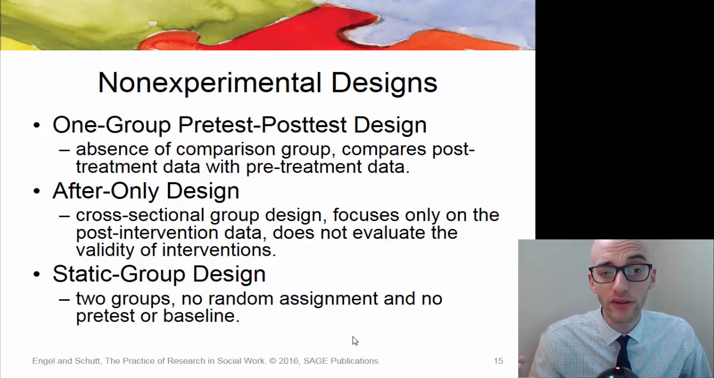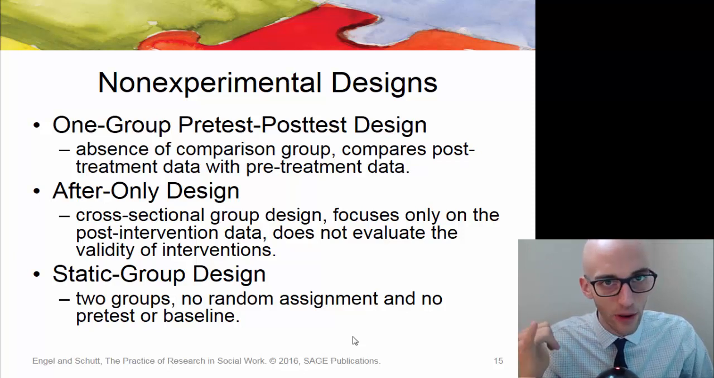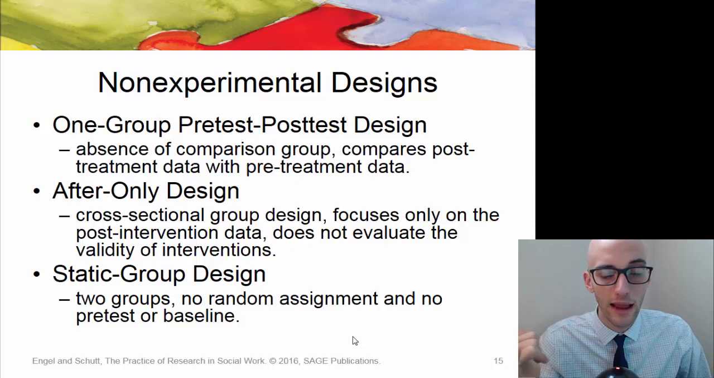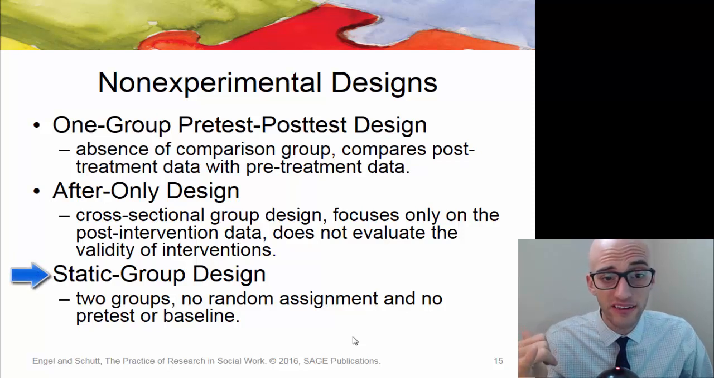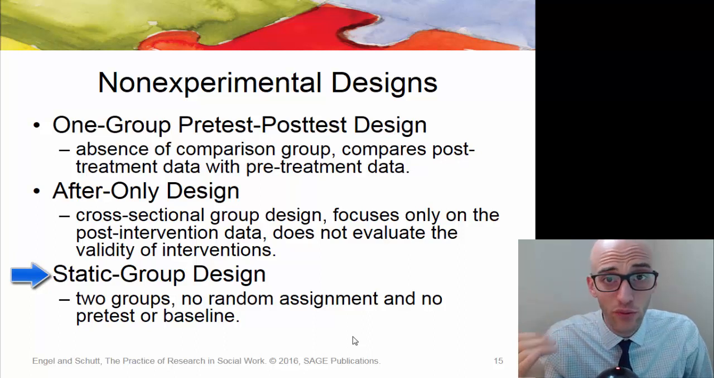There's also an after-only design, which is a cross-sectional group design. So with different groups at the same time, it focuses only on post-intervention data, but does not evaluate the validity of the intervention. There's multiple groups, but they all get the same intervention, and we're just measuring them at that one post-intervention time point. And then there's also the static group design, which is just two groups, no random assignment, and no pretest or baseline. So just two groups, one point in time.